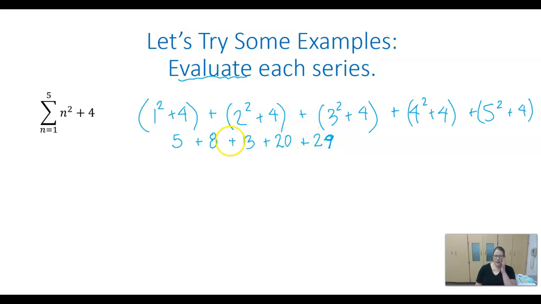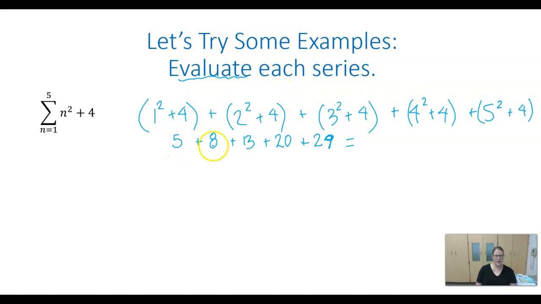So our pattern is there, but it's a little bit different this time. 5 to 8, we go up by 3, and then we go up by 5 to get to 13, and we go up by 7, and then we go up by 9. So there's still a pattern, but it's just not like a common difference between each one. It goes up a little bit. And now to evaluate the series, we need to add these together.